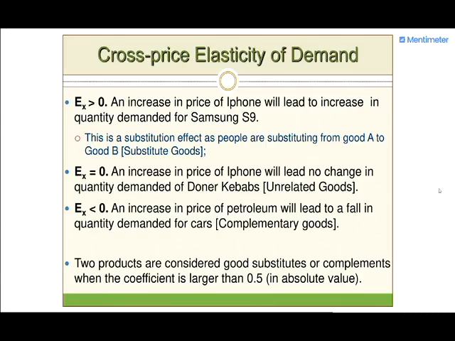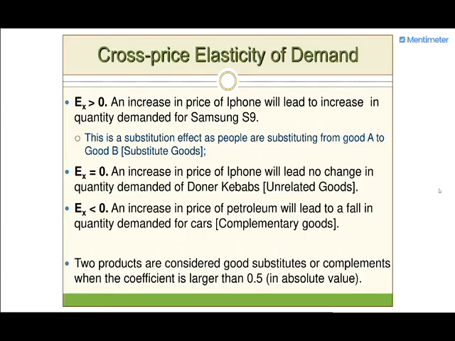If the cross-price elasticity is equal to 0, there is no relationship between the two goods. They are unrelated. Like the price of iPhone going up by so much doesn't change our demand for kebabs. If we especially like kebabs, we just keep eating the same amount every week. But if the cross-price elasticity, EX, is negative, then this implies that products A and B are complementary goods. We regularly buy them together. If we buy a car, we always buy gasoline. We don't buy gasoline or petroleum for other reasons in this country, right?